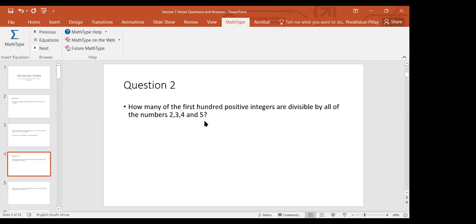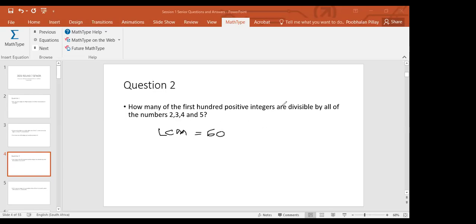Question 2: how many of the first 100 positive integers are divisible by all of 2, 3, 4, and 5? Right, so if the numbers are divisible by all of 2, 3, 4, and 5, it means that the LCM, the lowest common multiple of 2, 3, 4, and 5, if you calculate it, you will see it's 60.